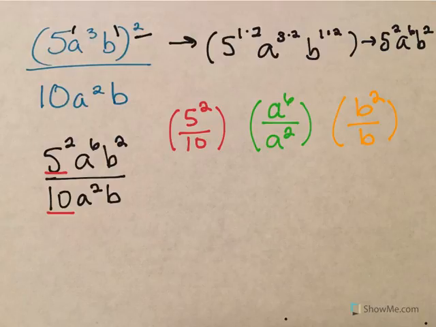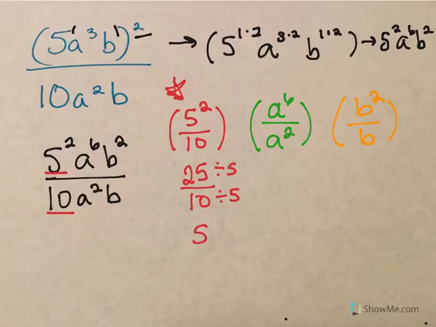So let's start with our numbers. 5 squared is 25 divided by 10. Both of these numbers can be divided by 5, so we're going to put it into the simplest form of the fraction, which is 5 over 2. This is our final value for our numbers.